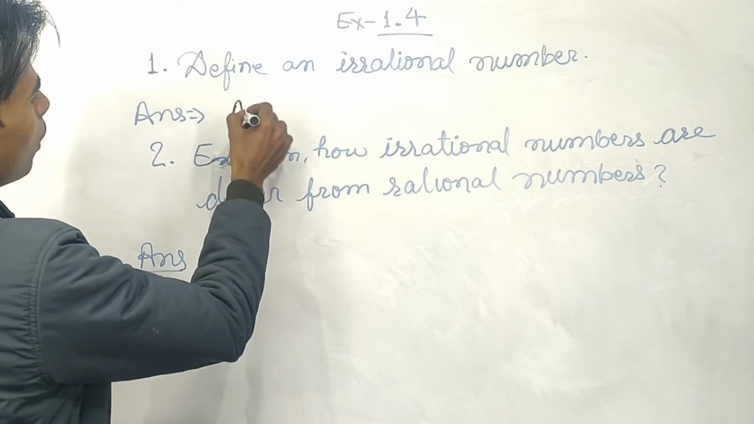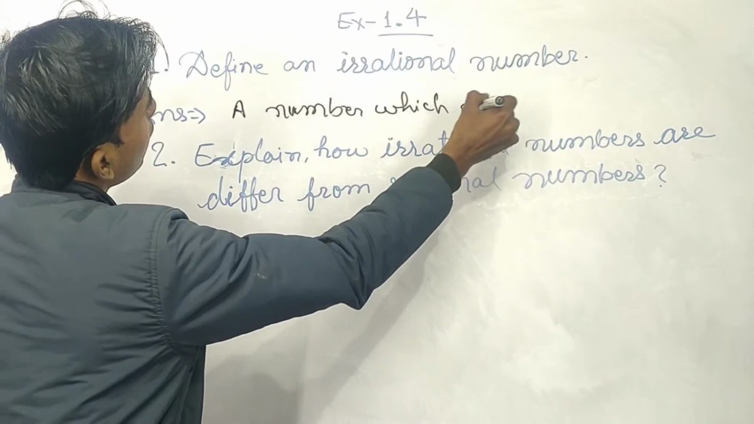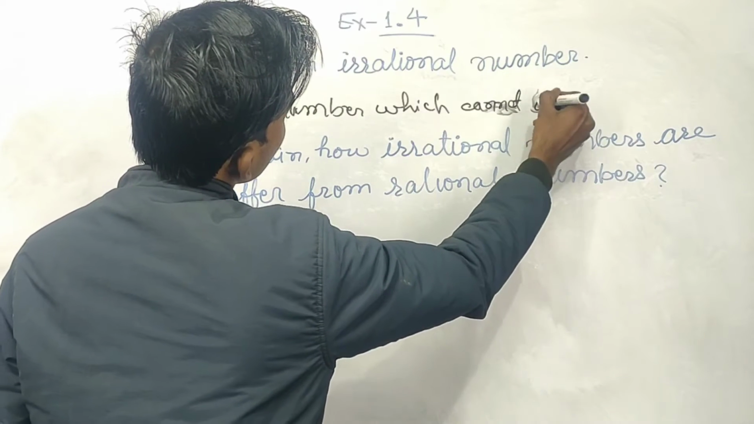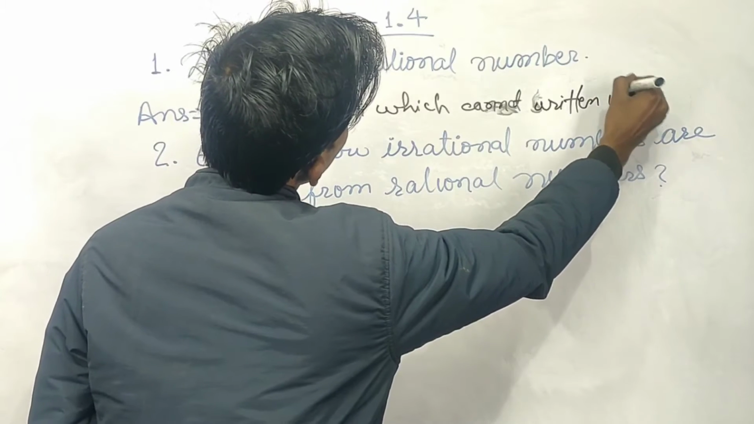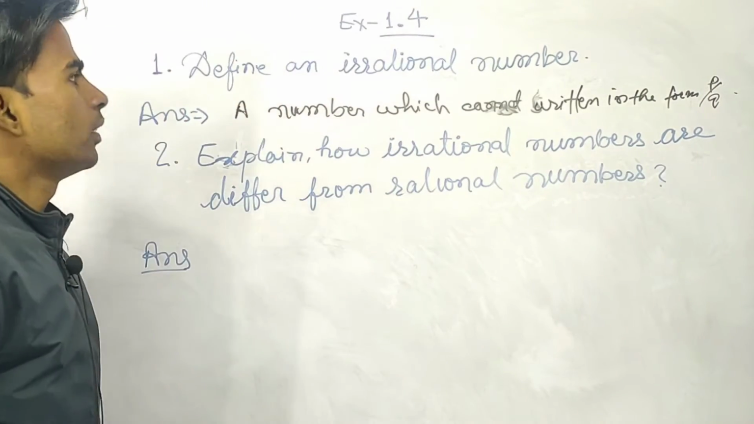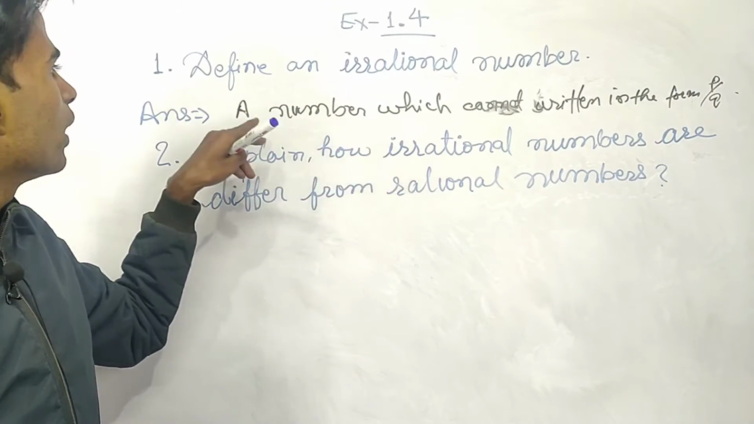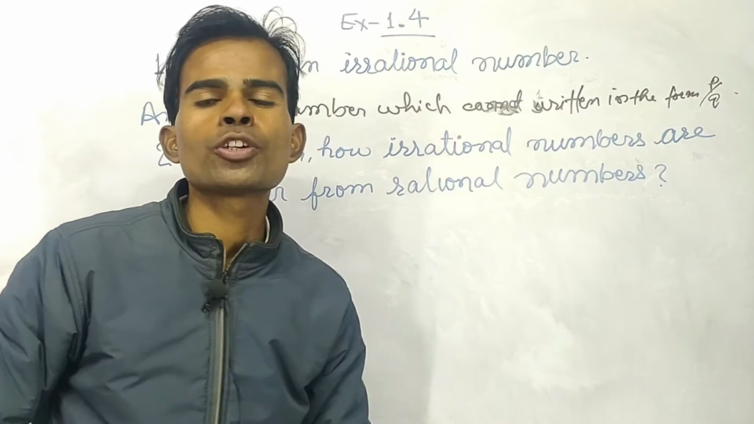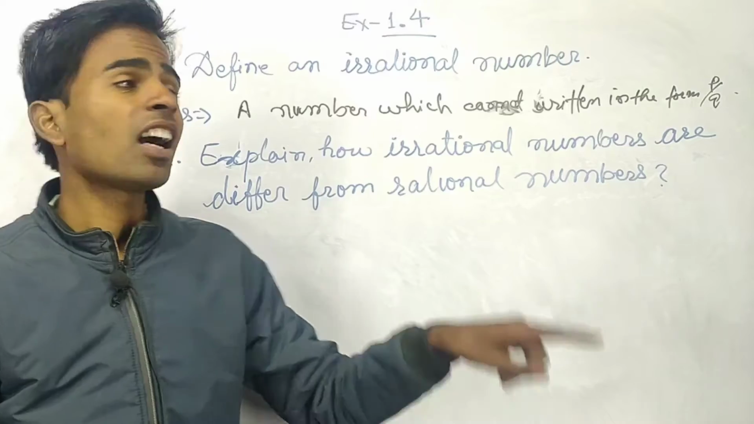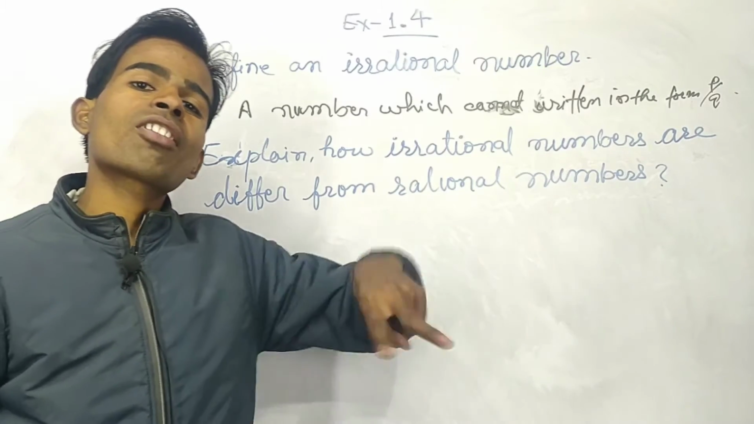A number which cannot be written in the form p by q. Define an irrational number, that means they are asking what an irrational number is. So, a number which cannot be written in the form p by q. This is the correct answer. Also you can write another answer: a number whose decimal expansion is non-terminating and non-recurring. That is also a right answer.